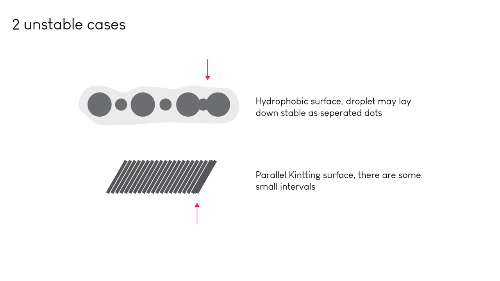Finally, I want to report two unstable cases I observed during the experiment. Firstly, on some hydrophobic surfaces, the droplets may lay down stable as separated dots. But occasionally, the dots can become connected, and in that case, we can successfully measure the conductivity. That may explain why in my experiment I succeeded in some small parts.